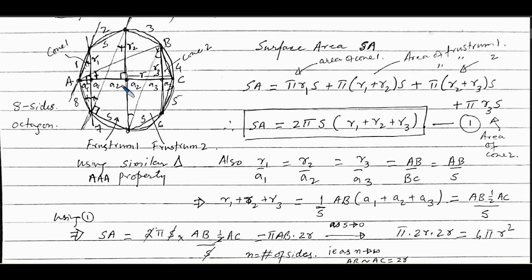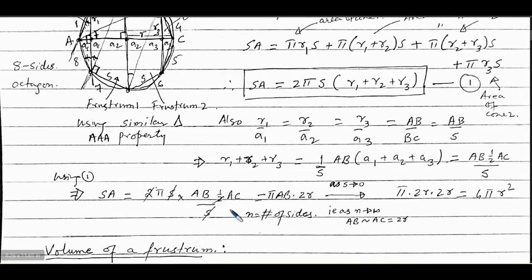This is 2A1 plus 2A2 plus 2A3, which is the diameter. So A1 plus A2 plus A3 is half of it, half of AC. Okay, so I write A1 plus A2 plus A3 as half of AC. So the surface area is 2 pi S times R1 plus R2 plus R3, I got this. So I substitute here, and I get AB by half AC.